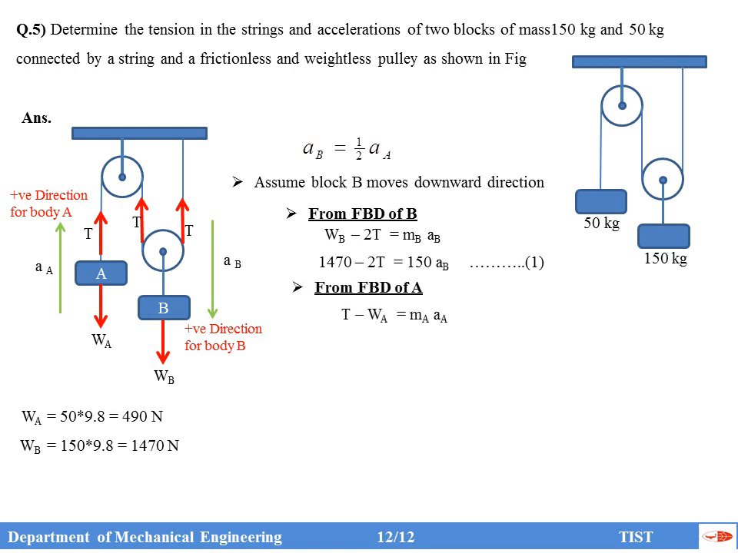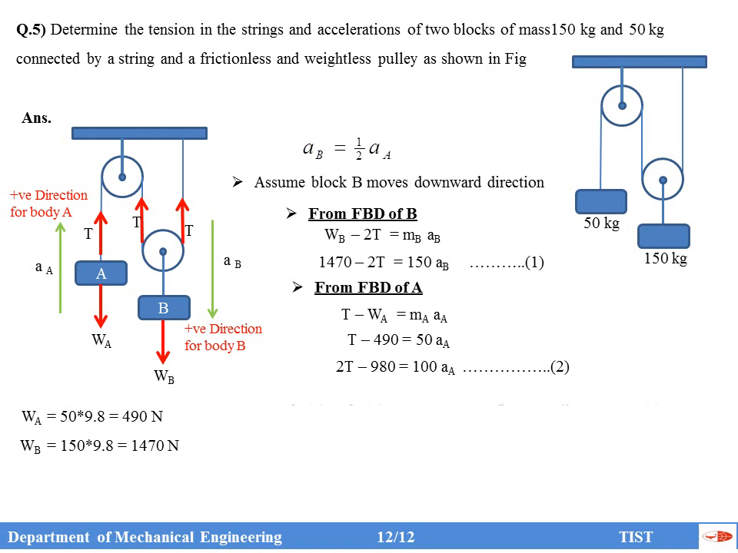Now from the free body diagram of A, T is in the positive direction, right? T minus WA equal to MA, mass of A into acceleration of A. So T we don't know, WA we know, 490, equal to mass of A, we know, 50 AA. That is equation 2. Now that equation you have to multiply with 2, because in equation 1 there is 2T, so I multiplied, then we will get 2T minus 980 equal to 100 AA.